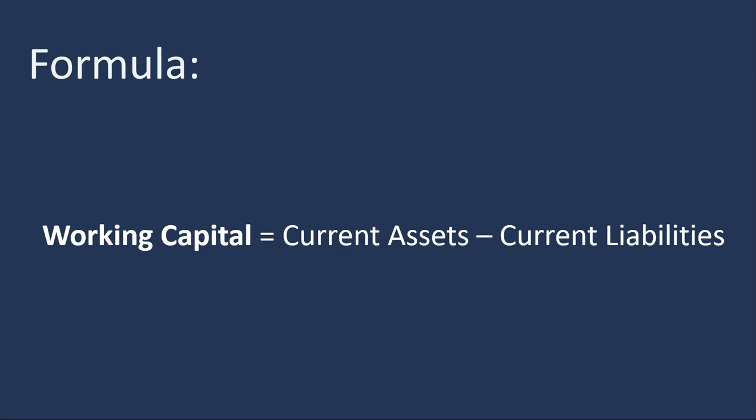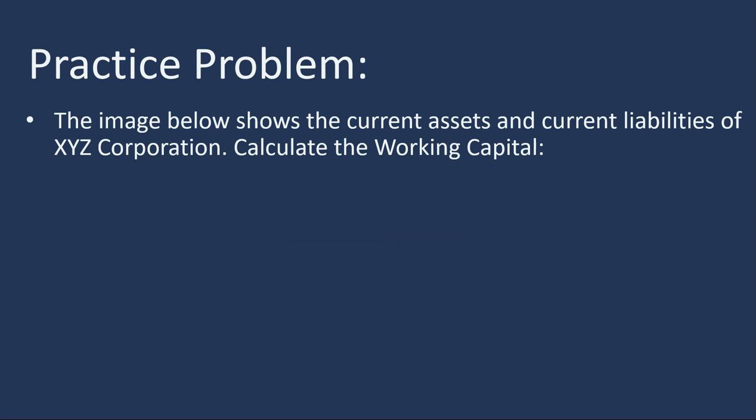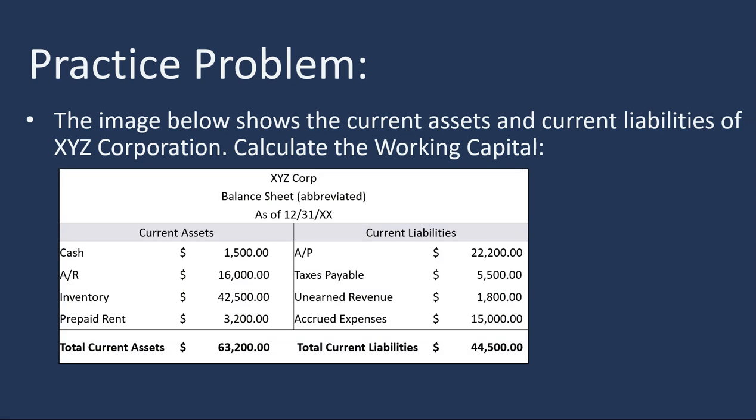Let's do a quick practice problem to make sure you understand. So here the image below shows the current assets and current liabilities of XYZ Corporation. Calculate the working capital. So here is the balance sheet. You can see where we have our current assets and current liabilities. And if you want to do the math really quick, you can pause the video before I go ahead and show you the mathematical calculation here. So go ahead and do that if you want.